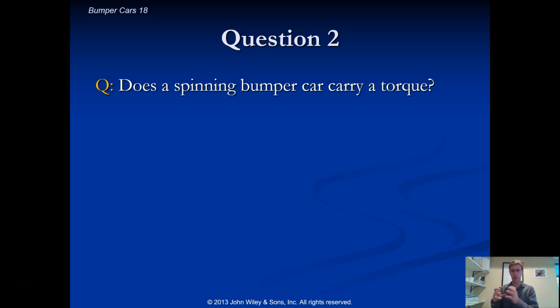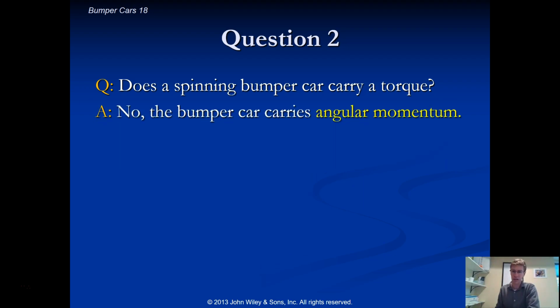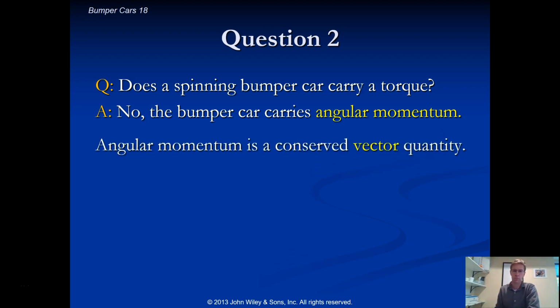The second half, we want to just take those same ideas and apply it to rotational motion. So do things that are spinning, like bumper cars, do they carry with them a torque somehow? And again, the answer we talked about in class is no, that's weird and silly, right? What they carry with them is a form of rotational motion, right? Rotational motion with rotational inertia, or what we define as angular momentum.